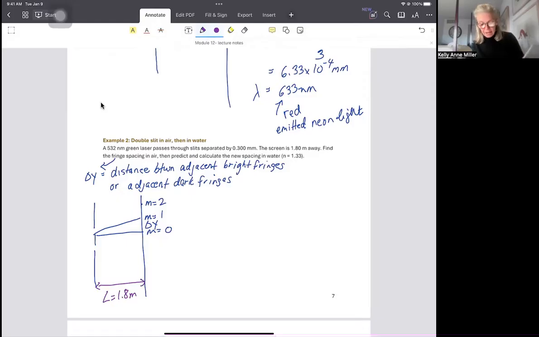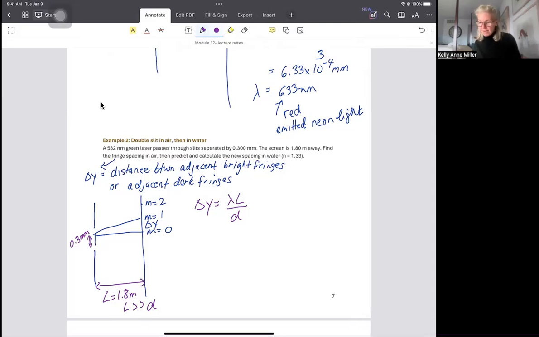Okay. And I know that the distance between two adjacent fringes is just based on the small angle approximation that I explained earlier, right? The 1.8 meters is much bigger than the distance between these two slits, which is tiny, 0.3 millimeters. So L is much larger than D. So I can assume that the distance between bright fringes, delta Y, is just equal to lambda L divided by D because of my small angle approximation.